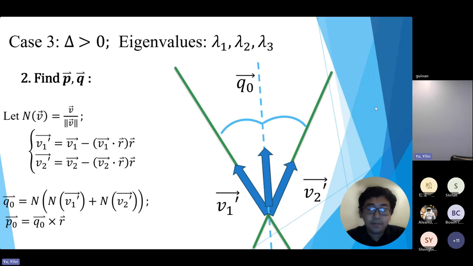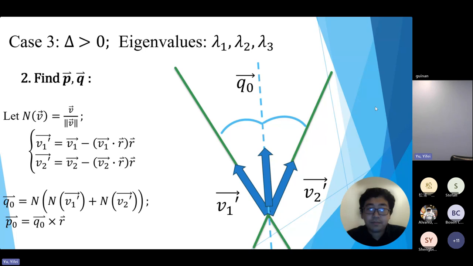The second step is to find P and Q. First, we define N of V as a normalization function, N of V equals V over the norm of V. V1' and V2' are the projections of the other two eigenvectors onto the plane orthogonal to the principal axis R. And Q0 will be the bisector of V1' and V2', so it can be calculated as N of V1' plus N of V2'. And we can find P0 by using the cross product, Q cross R.